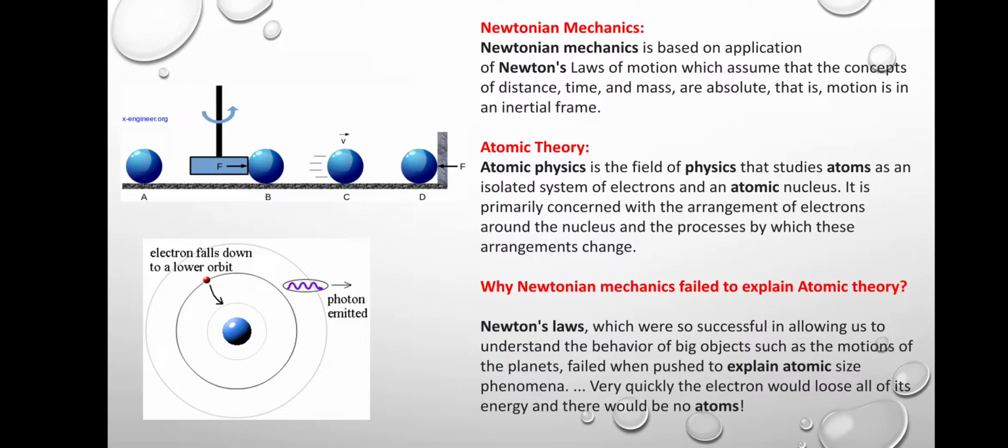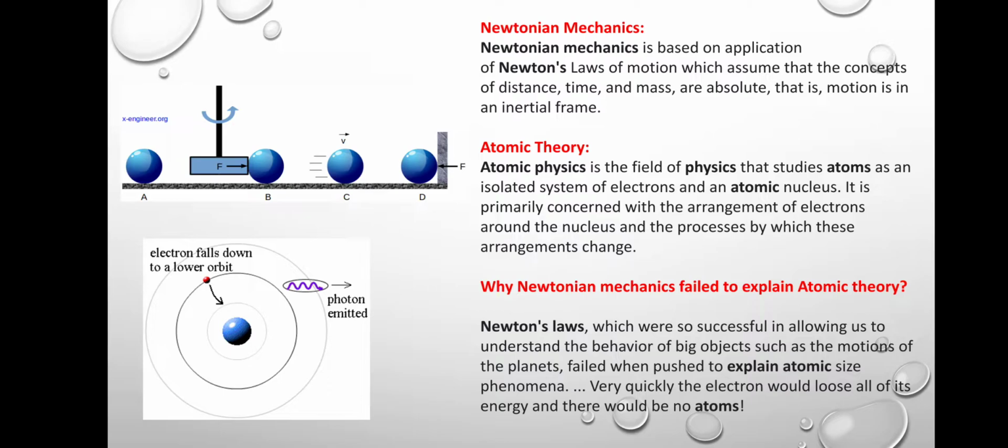So Newtonian mechanics is based on the application of Newton's laws of motion, which assumes that concepts of distance, time and mass are absolute, that is, motion is in an inertial frame. Okay, so we assume that motion is in an inertial frame in Newtonian mechanics. But what does atomic theory include? See, Newtonian mechanics is a macroscopic quantity. Okay, atomic theory is a microscopic quantity.